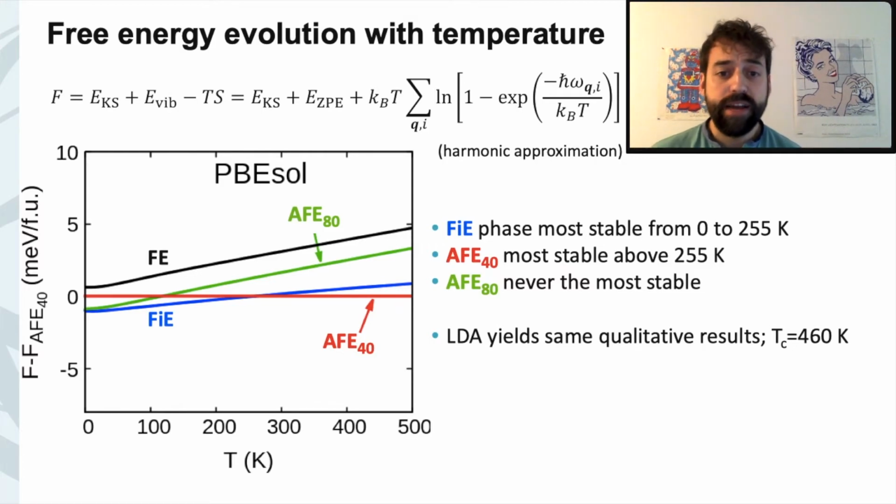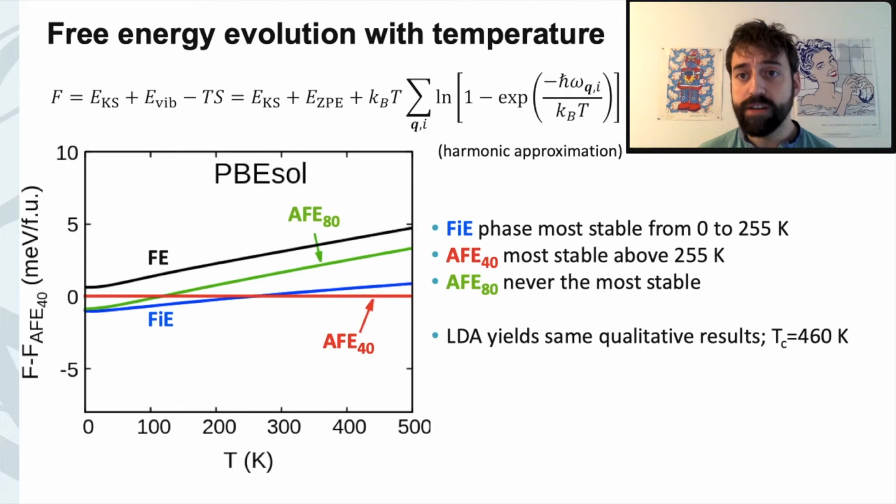We completed this study with three other exchange correlation functionals, namely LDA, PBE, and SCAN. We found that LDA yields the same qualitative behavior as PBEsol, but with a larger critical temperature of 460 Kelvin. Now, on the other hand, the results with PBE and SCAN are not compatible with the experimental evidence we have for lead zirconate and can therefore be ruled out. Unfortunately, I do not have time to discuss this point in the present talk, but you can follow the discussion in the publication we did on this work.